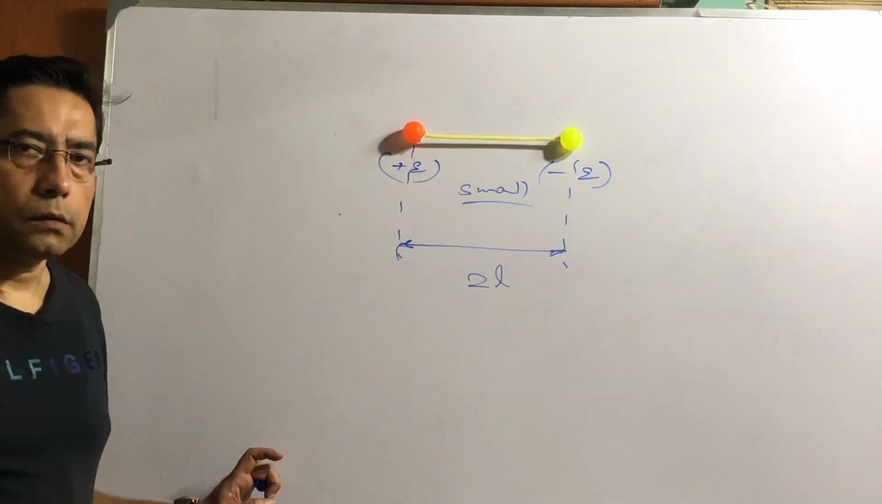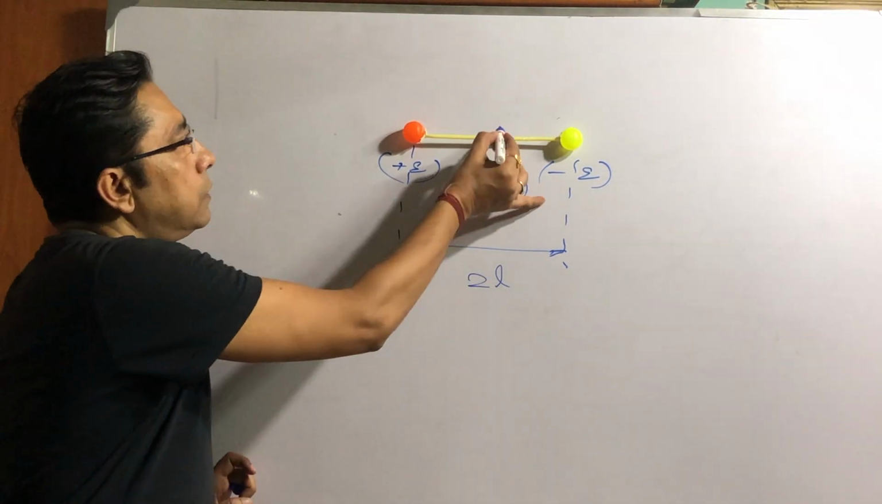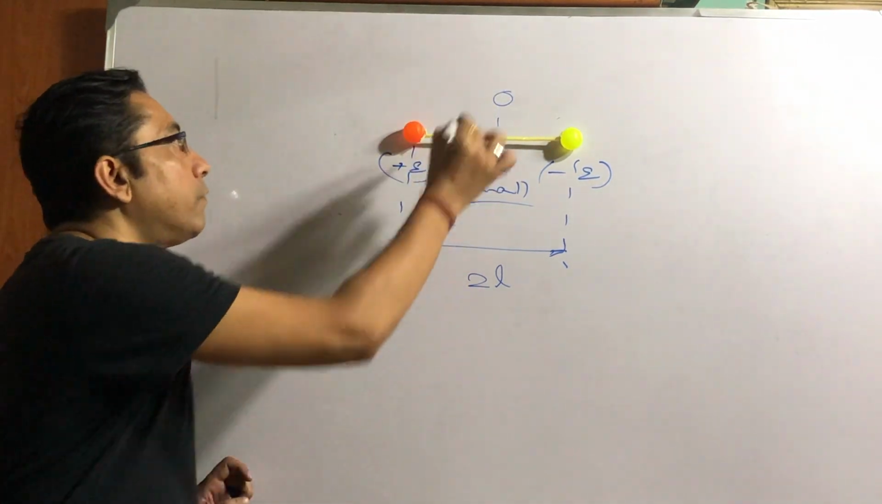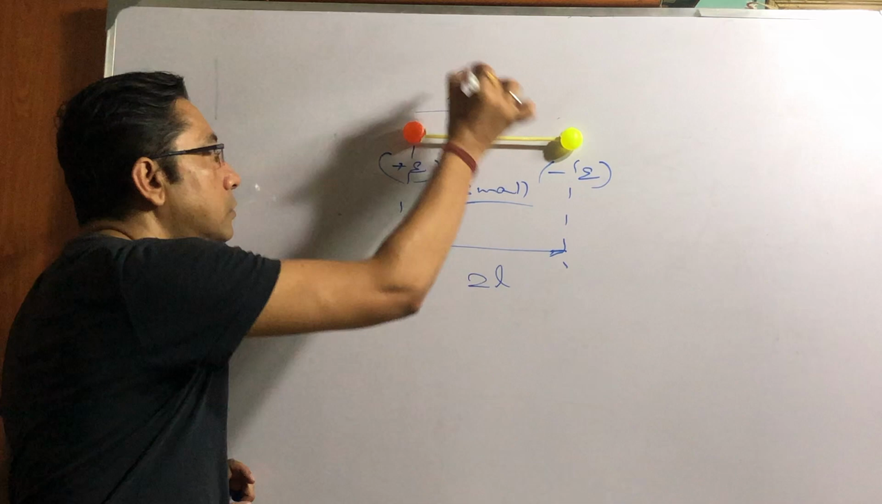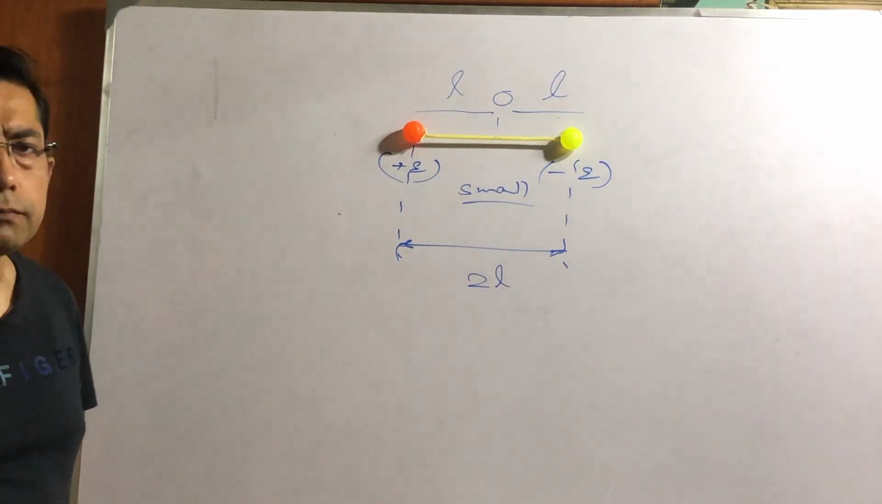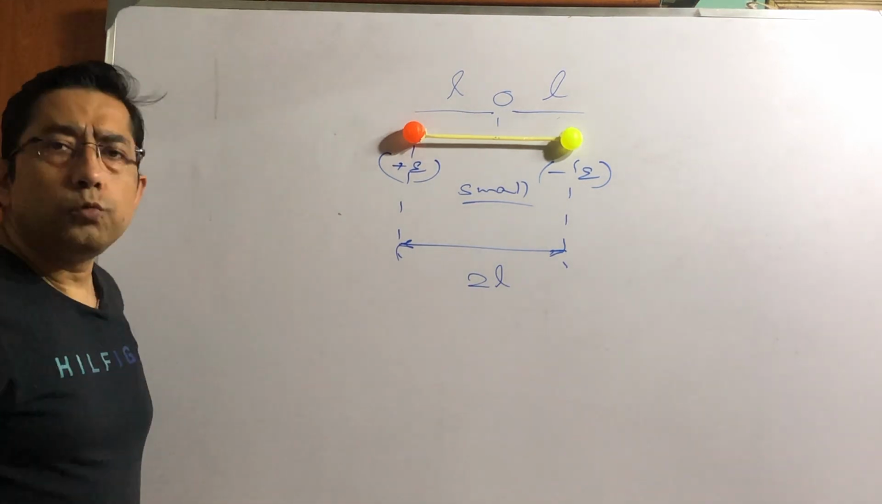You may see in your books. Why? Because we locate the central point to be O, and from O we take this distance to be L, this distance to be L. So the total length becomes 2L. So why do we do that?